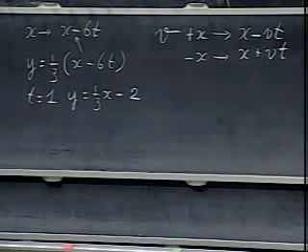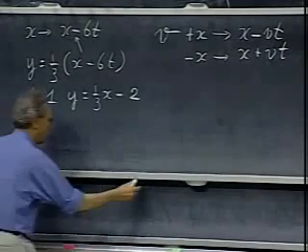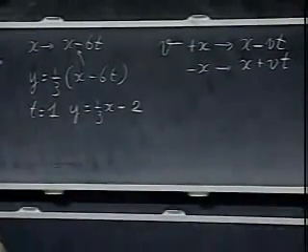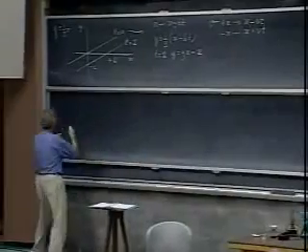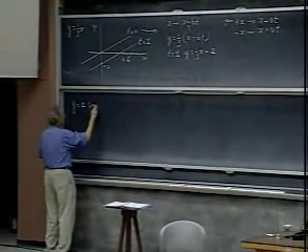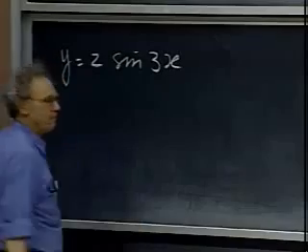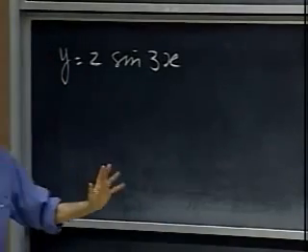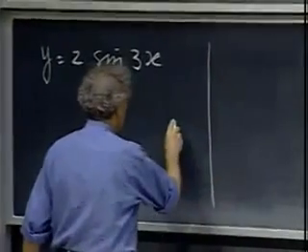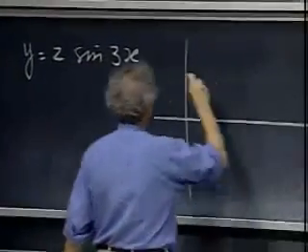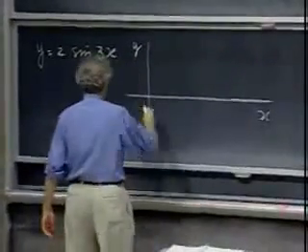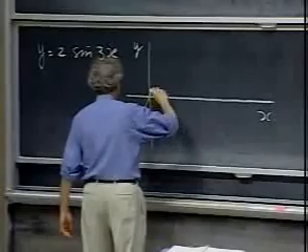So now I'm going to change to something that is a real wave. I now have y equals 2 times the sine of 3x. That's a wave. It's not moving, not yet. So I can make a plot of y as a function of x, and that plot will be like this.